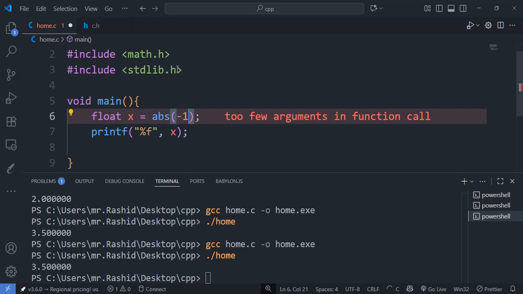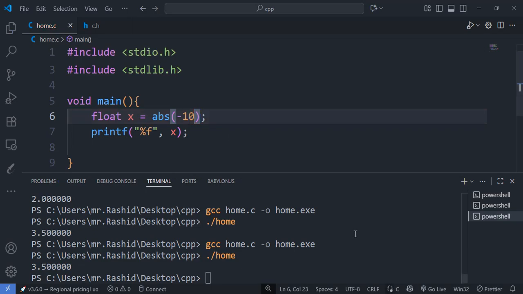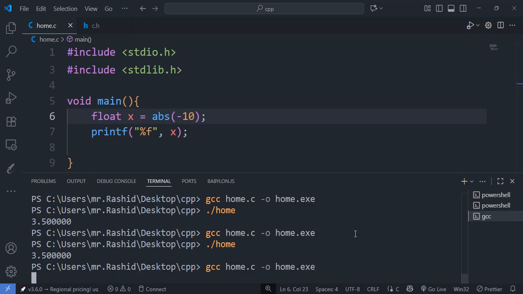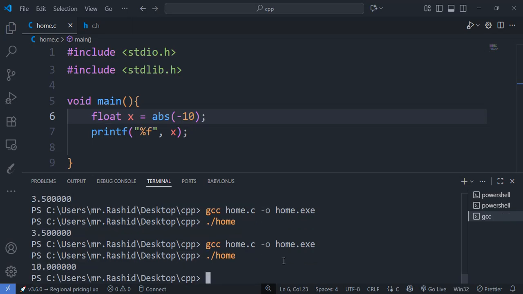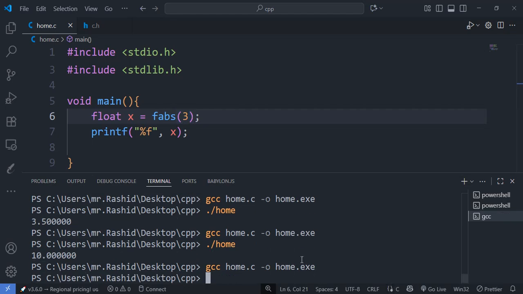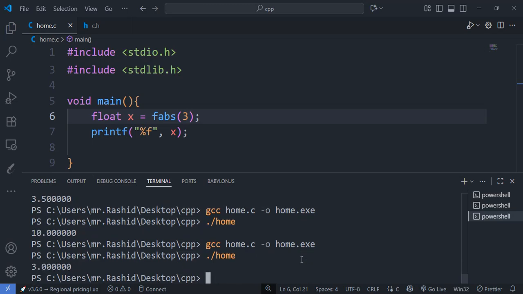Here if we provide 10 and compile, we get 10.000000, which is 10, because here we are using floats. So let us go back to the previous one, which is called fabs. Let us use fabs like that, and here let us have an integer. Let us compile, then run it, and it runs successfully.